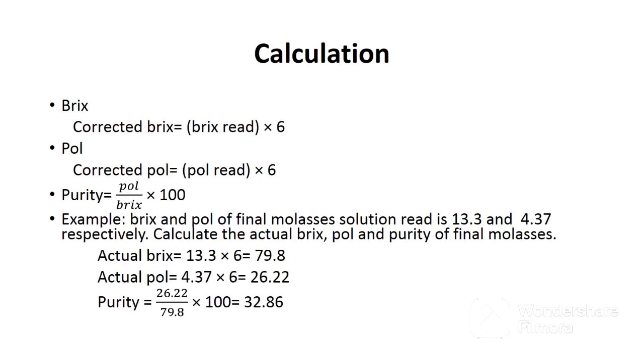So to get the purity of final molasses, you take actual POL, which is 26.22, over actual BRIX, which is 79.8, times 100 is equal to 32.86. So the purity of our final molasses is 32.86.